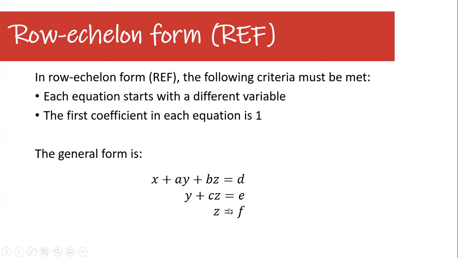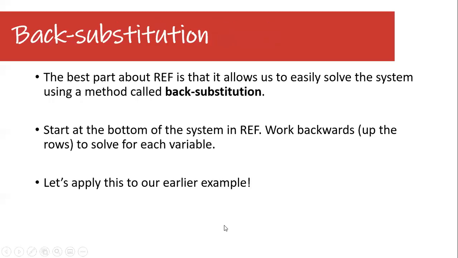Now notice that this is the perk of row echelon form. z equals f is at the bottom, so we know the value of z right away, which allows us to do something called back substitution. If we start at the bottom, we're going to see the value of our third variable. In most cases, that's going to be z. We're simply going to work backwards up with substitution and solve for each of the variables that we're missing.